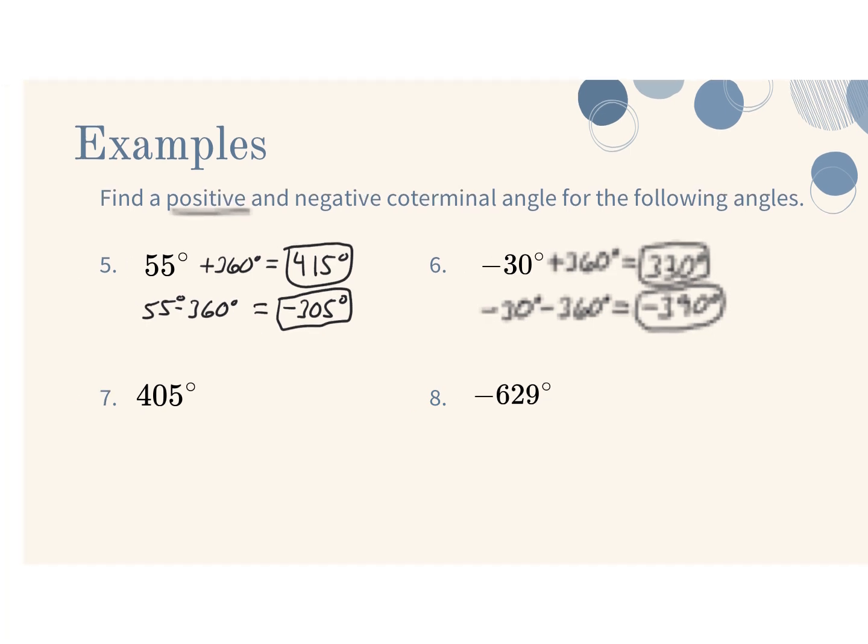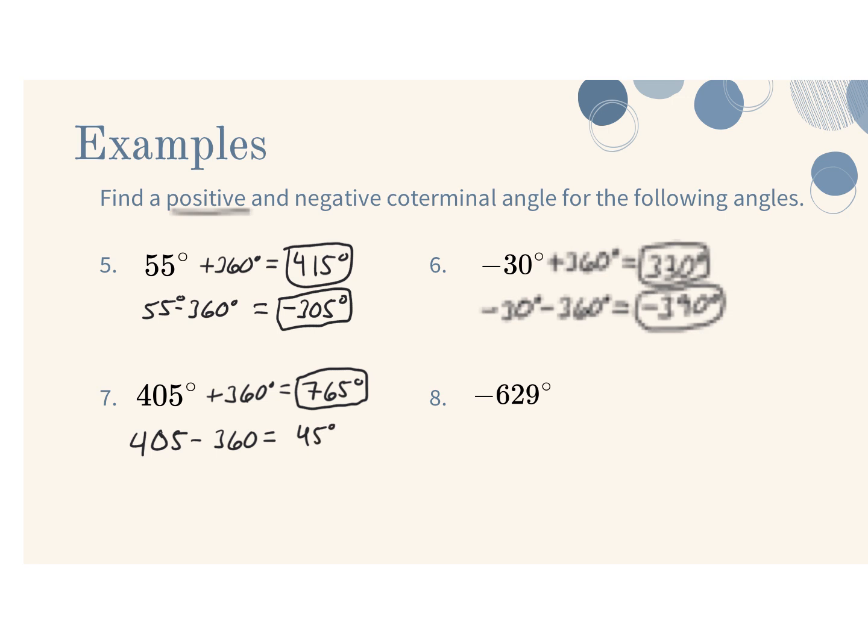405. Let's find a positive and a negative. Notice that 405 is already a pretty big number. A lot of you probably are going to add 360, which is perfectly fine. Why don't we try that? If you do 405 plus 360, you're going to get 765, and that is a valid positive coterminal angle. Let's just see what happens when you try to subtract. If you do 405 minus 360, you end up with 45 degrees.